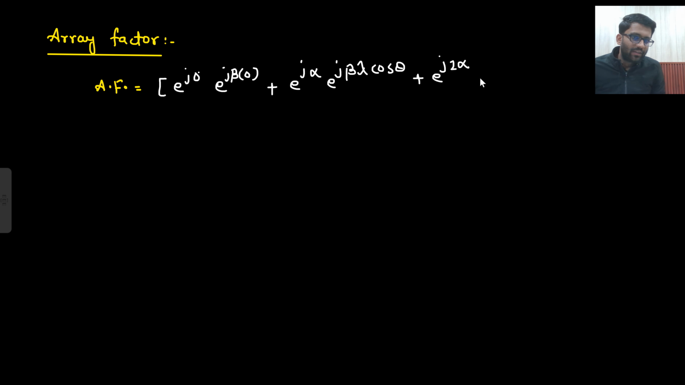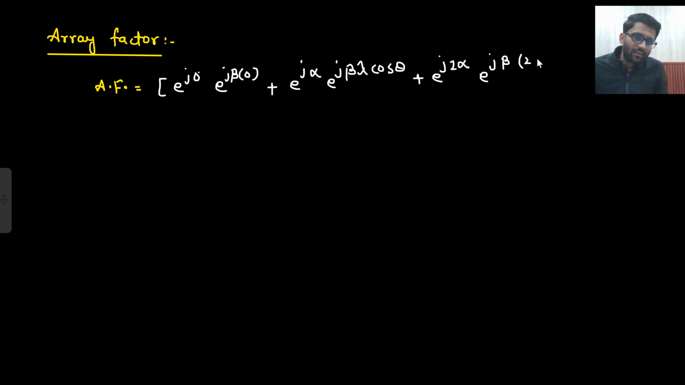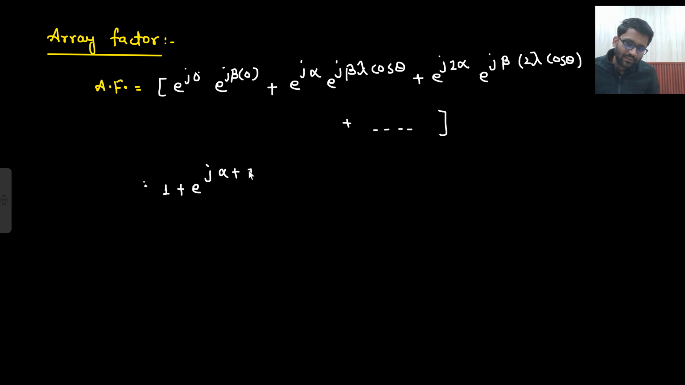What is the phase shift between the currents? 2 alpha, and then beta. What is the distance now? 2 lambda. 2 lambda cos theta, right? In that manner it will keep on going. Now this will become 1 plus e to the power j, alpha. What is beta lambda? 2 pi. Beta lambda is 2 pi. So alpha plus 2 pi cos theta.